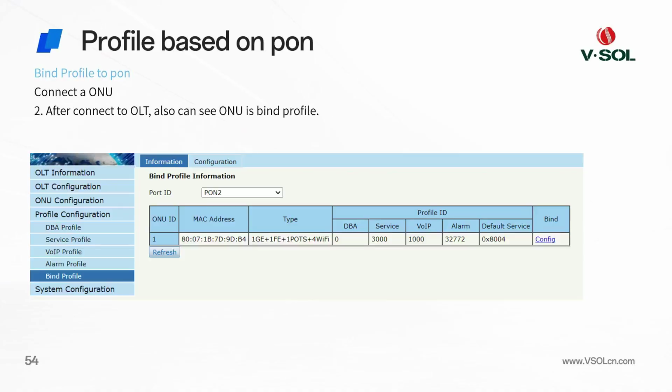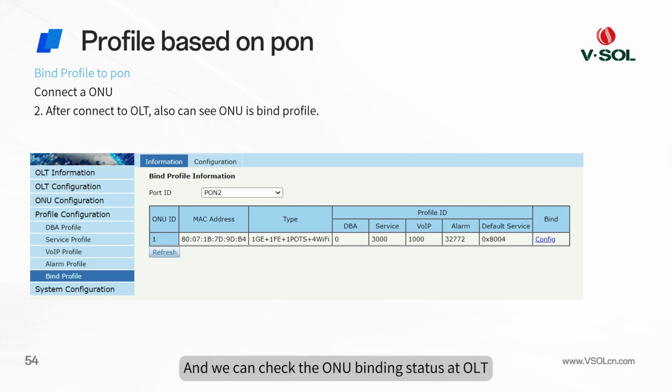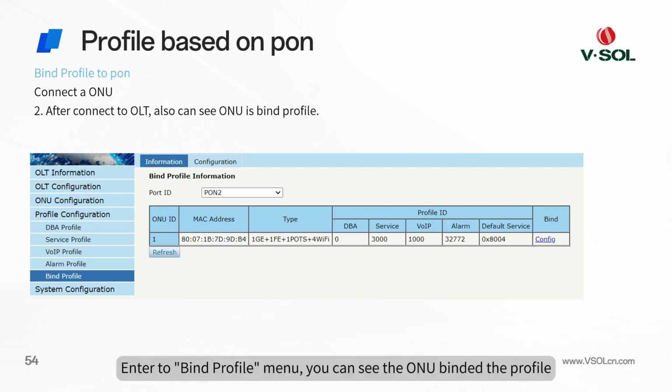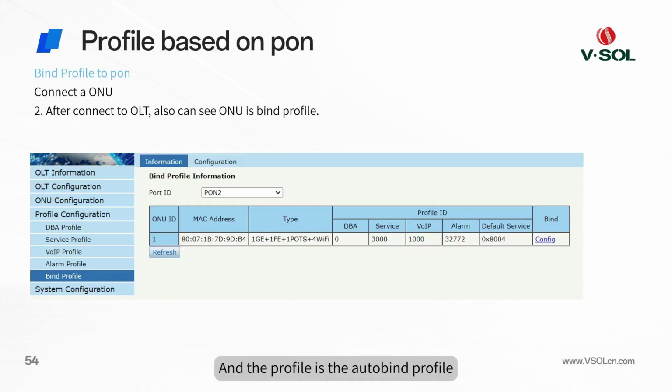And we can check the ONU binding status at OLT. Enter the bind profile web menu, and you can see the ONU binds the profile, and the profile is the auto-bind profile.